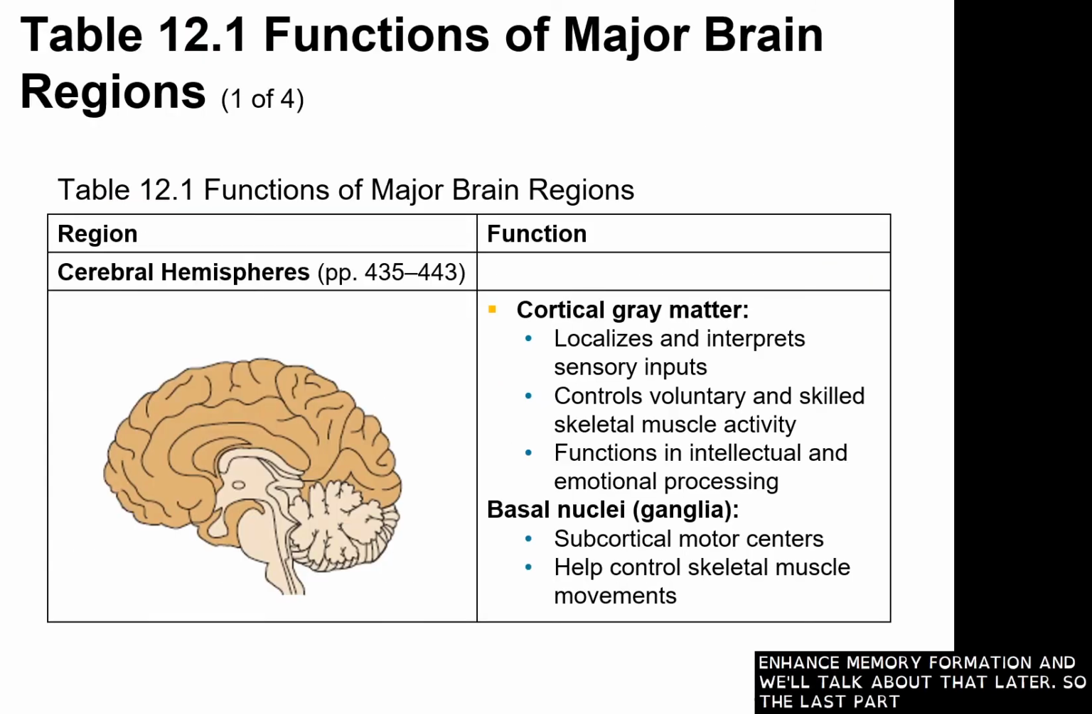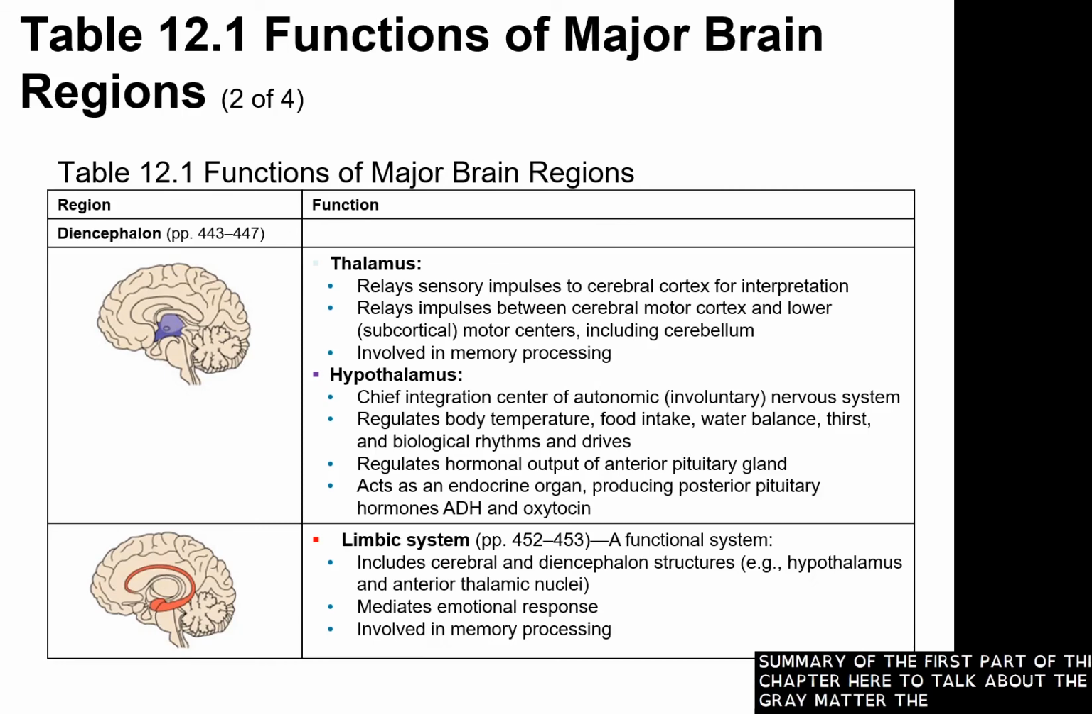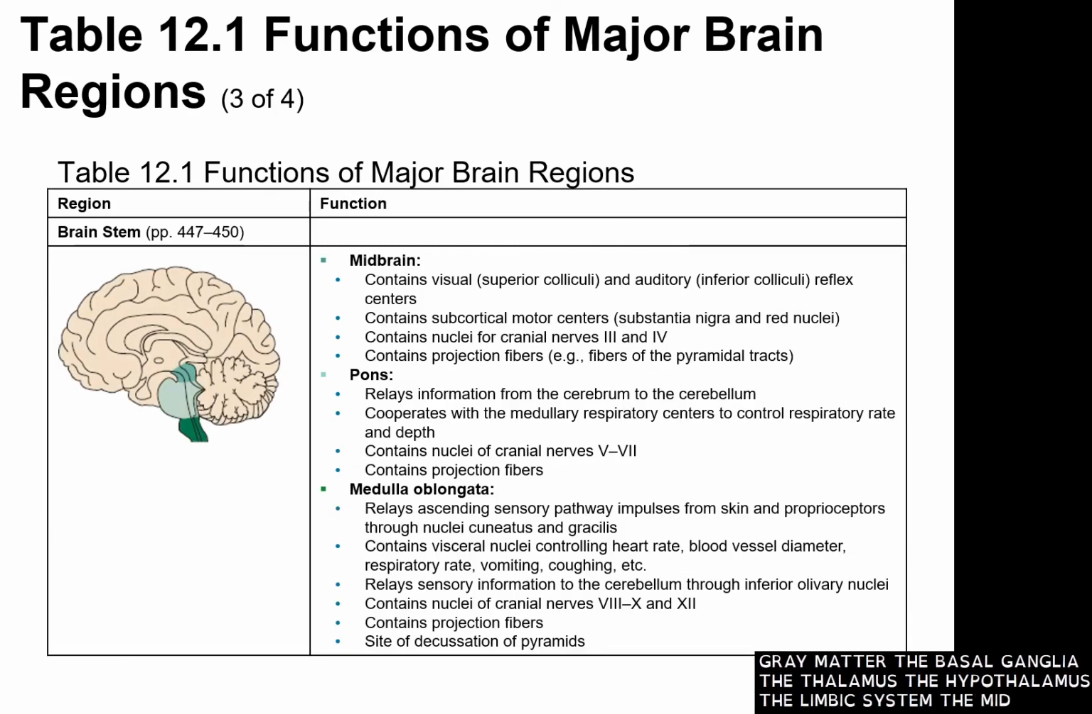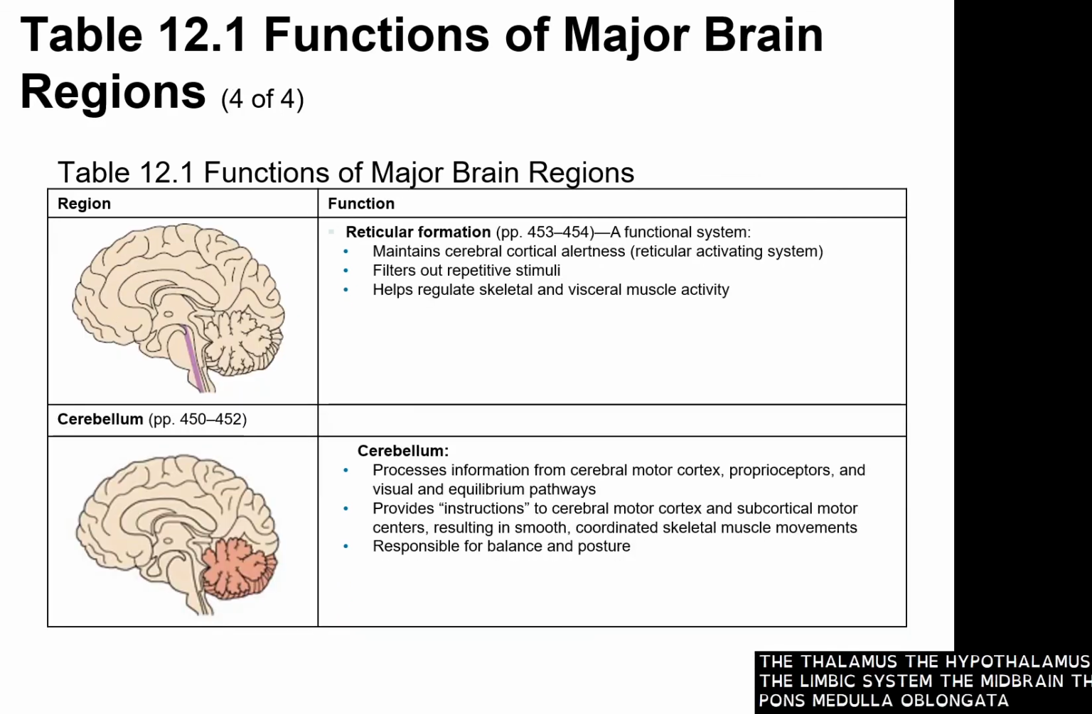The last part of this chapter is just a couple of tables here to help you summarize the different regions of the brain. I'm not going to go through each of these again, but it's a summary of the first part of this chapter. So talking about the gray matter, the basal ganglia, the thalamus, the hypothalamus, the limbic system, the midbrain, the pons, the medulla oblongata, the reticular formations, and the cerebellum.